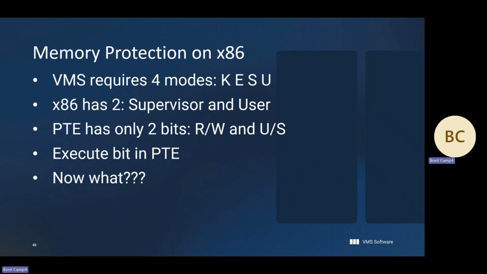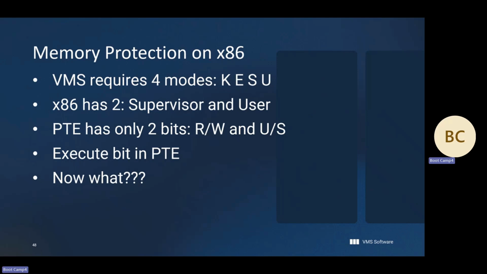Memory protection. VMS requires 4 modes and x86 only has 2. And of course, they call them supervisor and user, and that confuses everybody. And what makes it worse is the PTE only has 2 bits, a read and write bit and a user or supervisor bit. There is no way in the PTE to say no access, unless you simply make it invalid. There is an execute bit in the page table entry, and that's like, now what? Well, we could have tried to make VMS a 2-mode system.